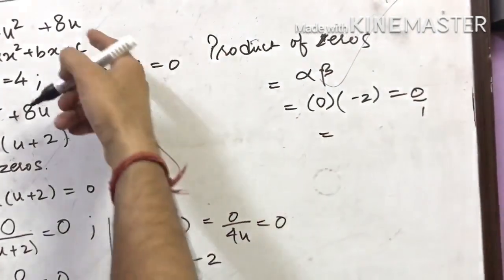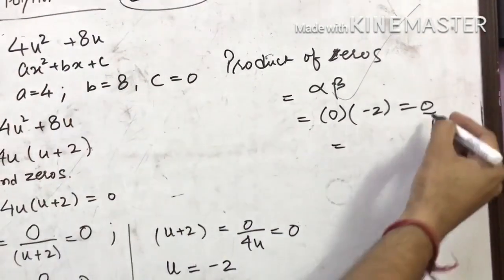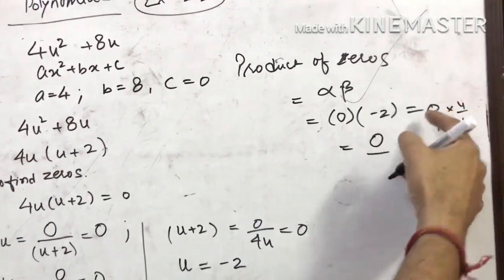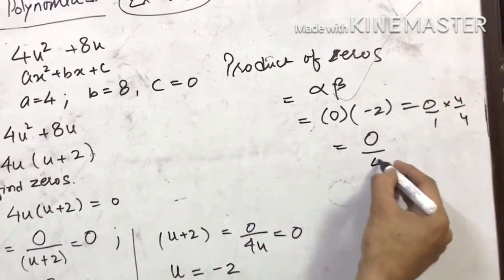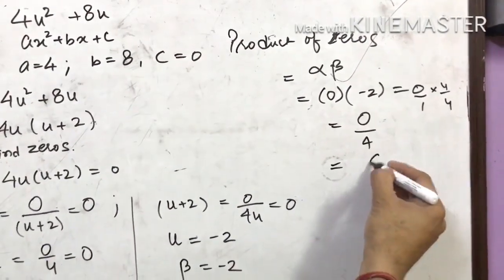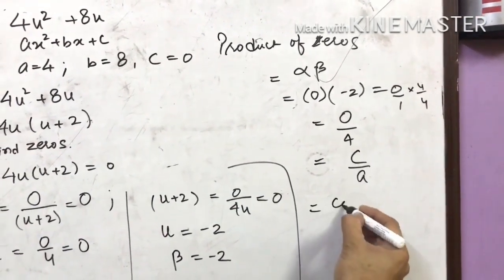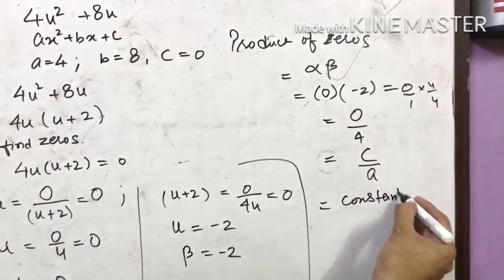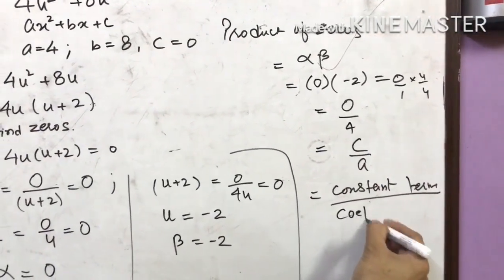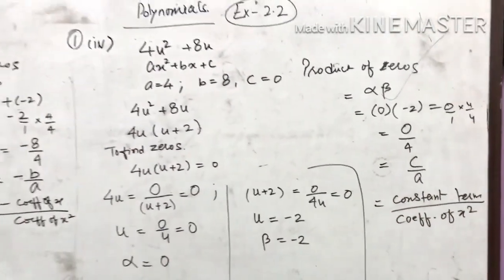Because c is 0, but again a is 4. So what you will do, you will multiply with 4. Here you will get 0 because 4 into 0 is 0, and 4 ones are 4. Now you can get this equivalent fraction, and easily it will be c over a, that means constant term divided by coefficient of x square. So this relationship is also proved.